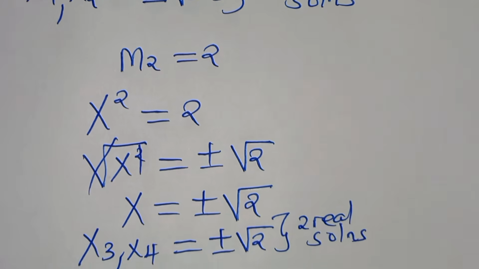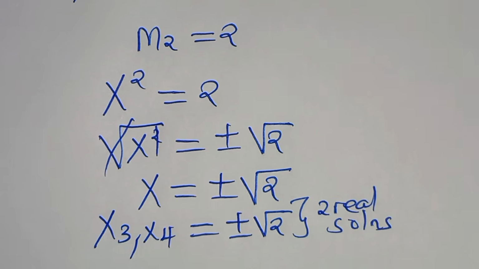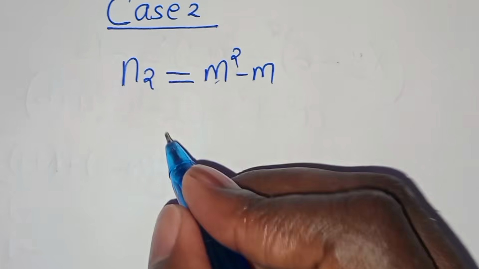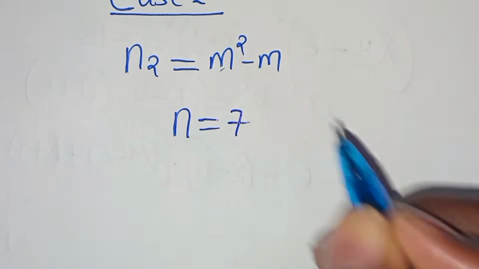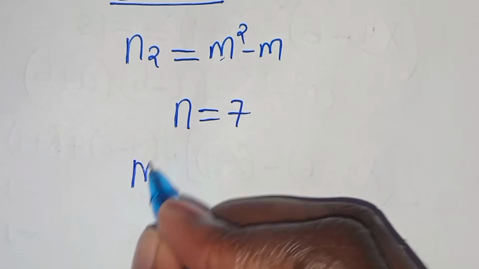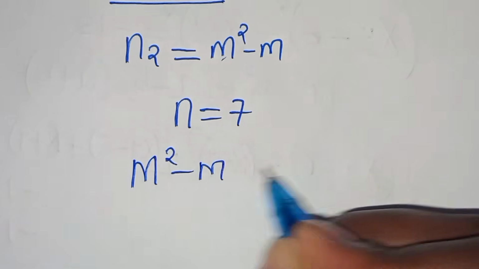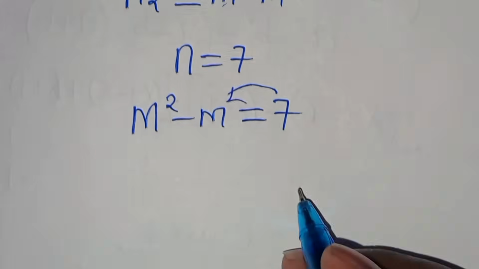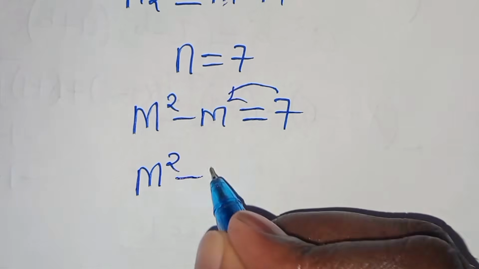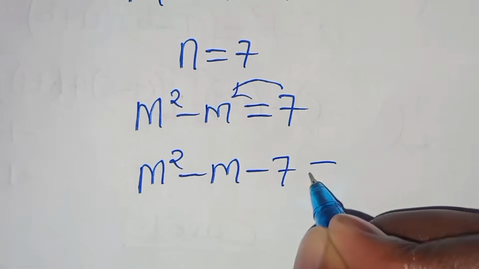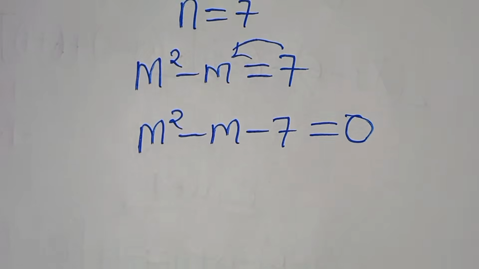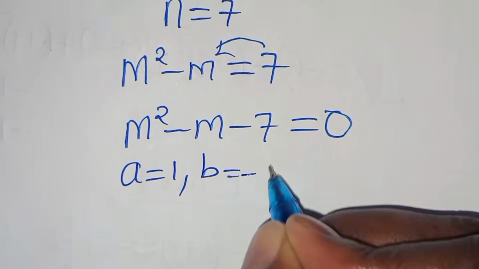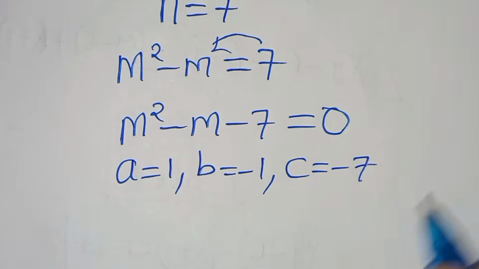So let's proceed to case 2, where we have n squared is m squared minus m, and we have that n is equal to 7. So this means we have m squared minus m equal to 7. Let's take 7 to the left hand side so that we have m to the power of 2 minus m minus 7 equal to 0. So this is the quadratic equation. We have a is equal to 1, b is equal to -1, and c is equal to -7.